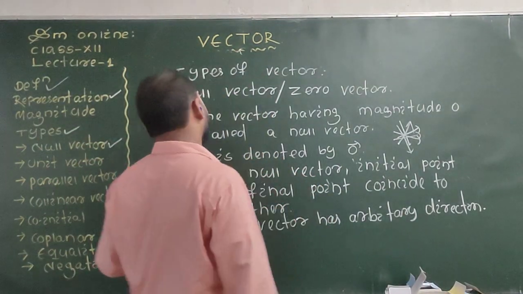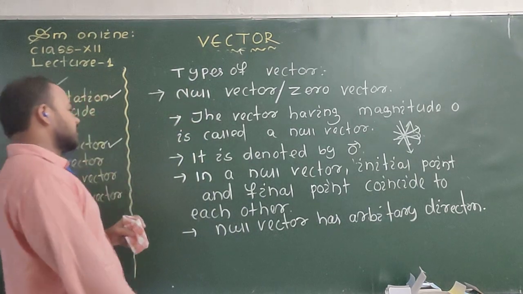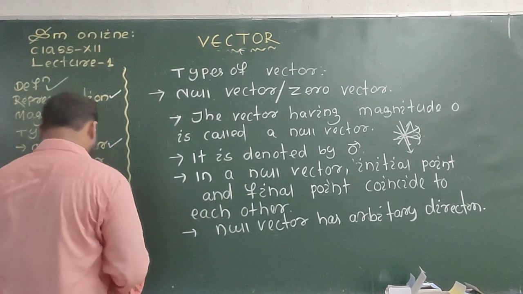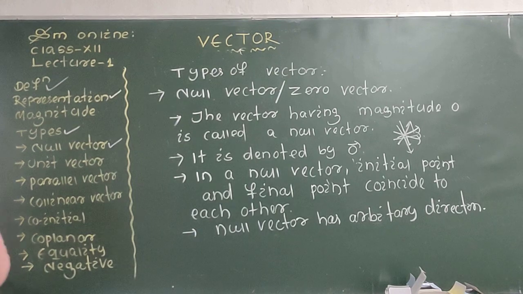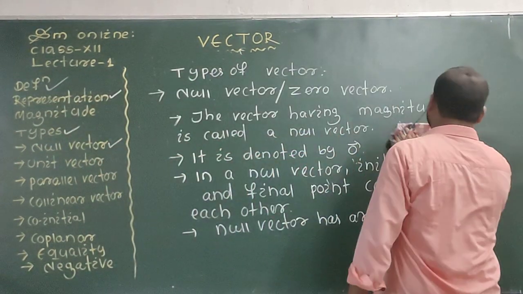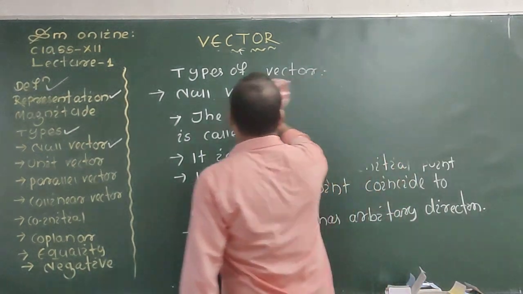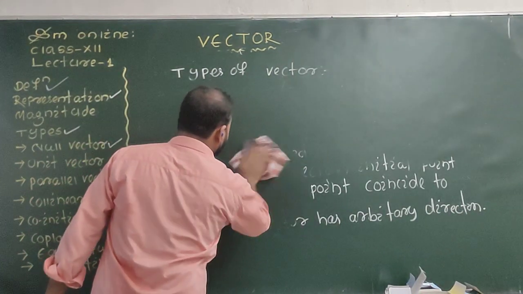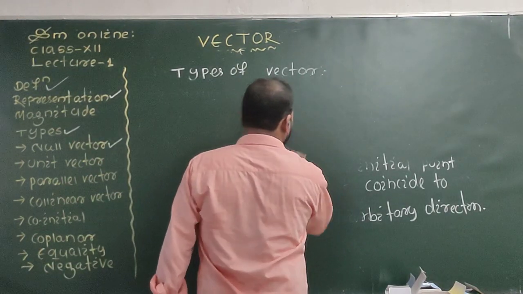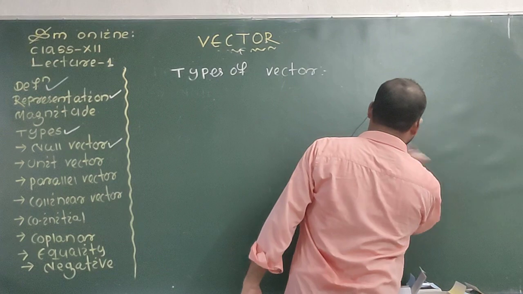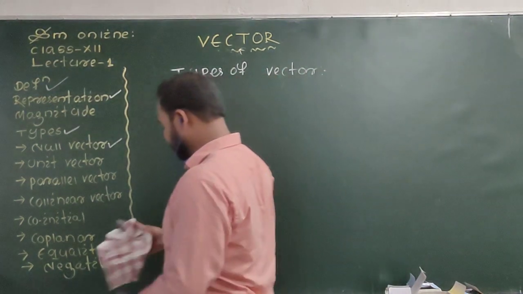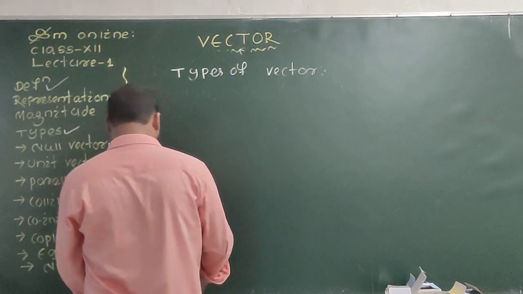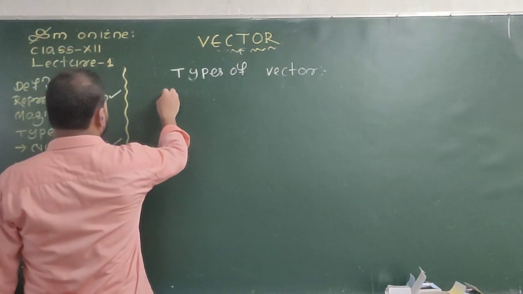Now let us come to the point unit vector, second type of vector, that is unit vector.